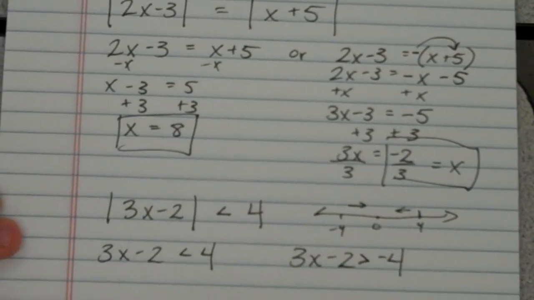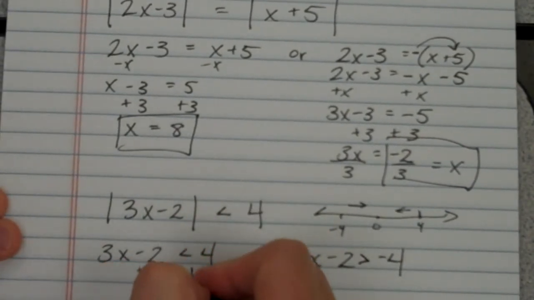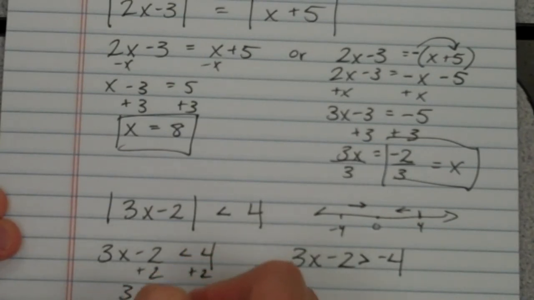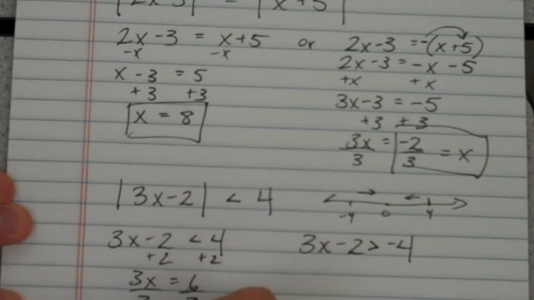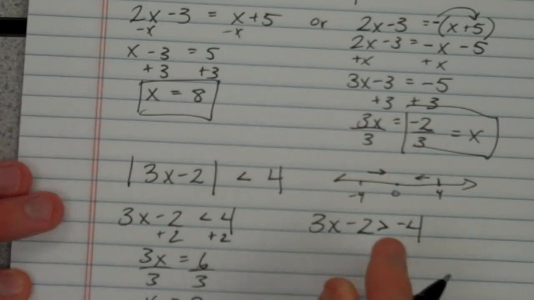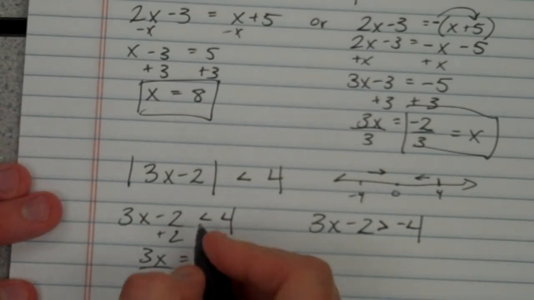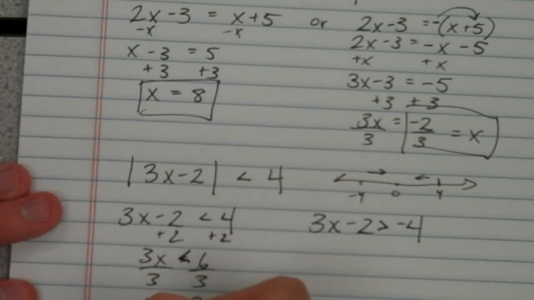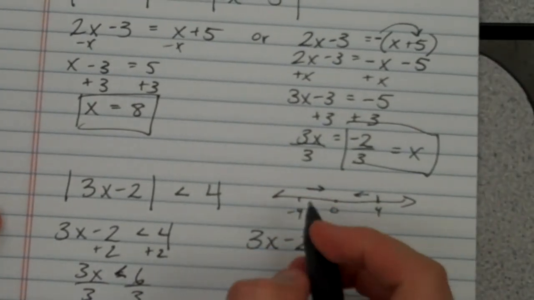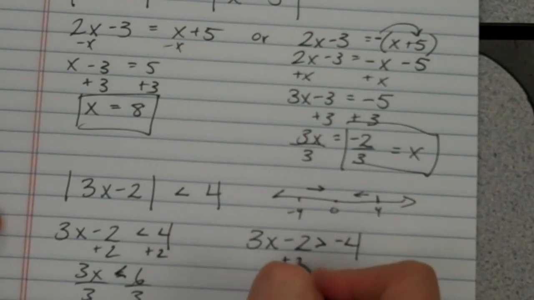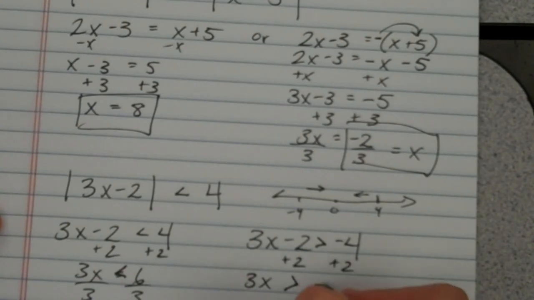So after we get it, we solve it. Plus 2, 3x equals 6. x equals 2. Oh, I'm using equals, but I can't. They're actually less than, right? So x is less than 2. Then over here, we've got plus 2, 3x is greater than negative 2, divided by 3, divided by 3. x is greater than negative 2/3.